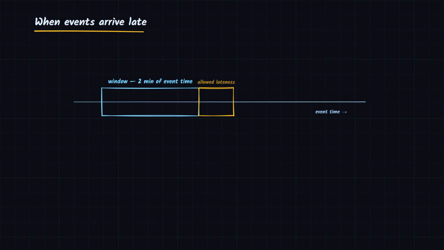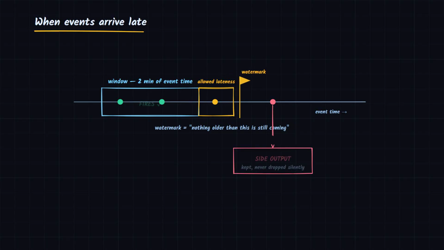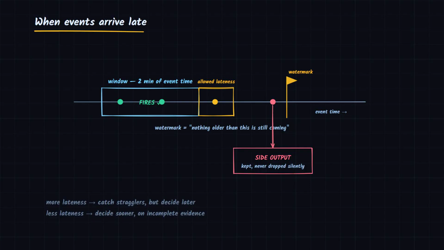A watermark is the stream saying, I do not expect anything older than this anymore, so go ahead and fire. You set how much lateness you will tolerate, and that number is a direct trade between latency and completeness. Allow more and you catch stragglers, but decide later. Allow less and you decide sooner on incomplete evidence. And for whatever still misses the cut, send it to a side output rather than dropping it. Because in fraud, an event you silently discarded is the one you will be asked about.